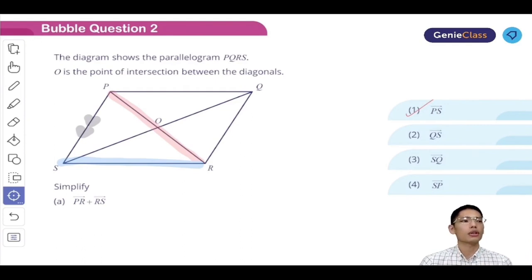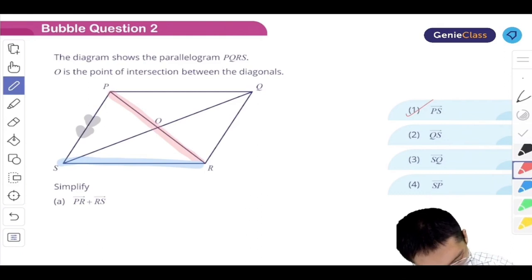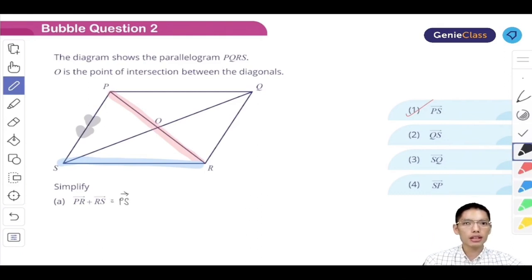Alright, let's take note from there. Okay, now, but good job over there. Most of you got it. So PR plus RS, this is going to be PS. Now, following up, next one. Okay, with bubble question 2. Let's try the next one.